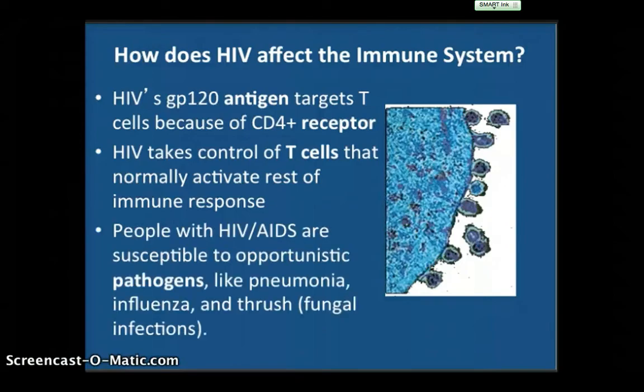Therefore, people with HIV/AIDS are susceptible to what we call opportunistic pathogens, things like pneumonia, influenza, thrush, which is a fungal infection. So people are going to have a compromised immune system, which means it's a weakened immune system, and going to get other diseases that will eventually make them sick.